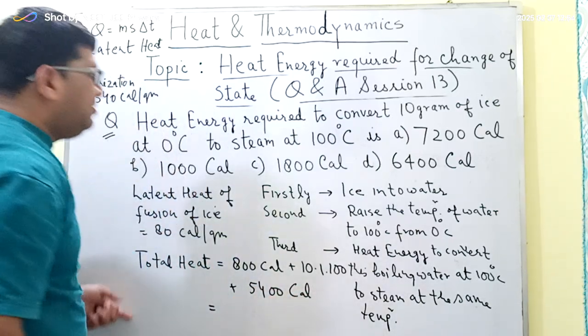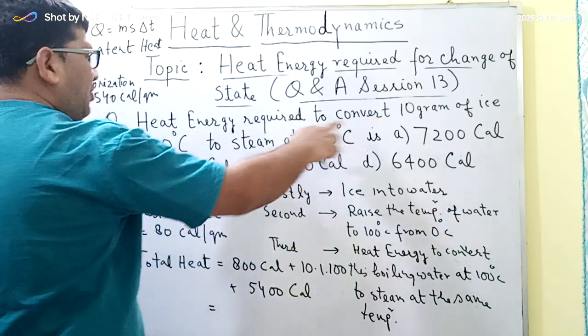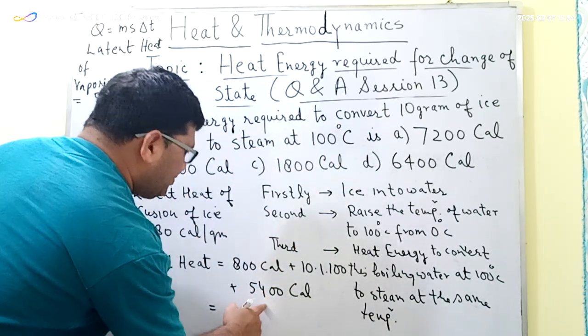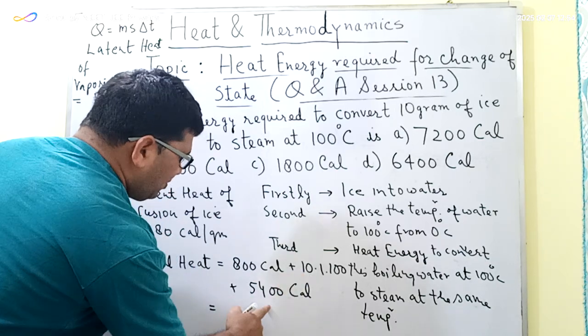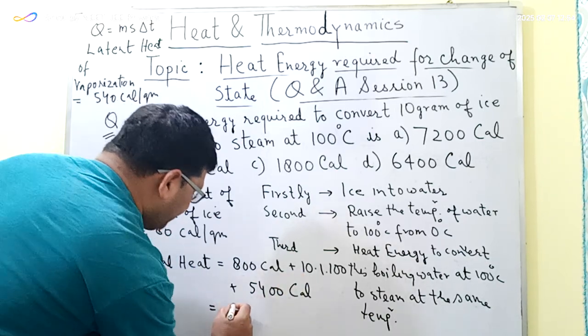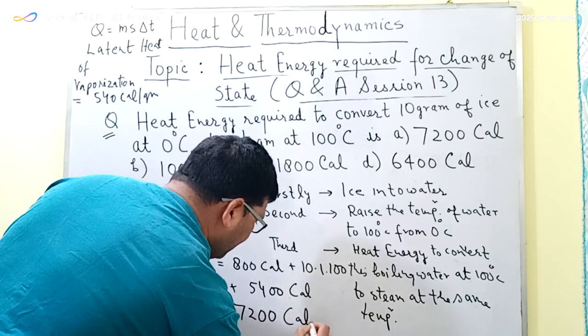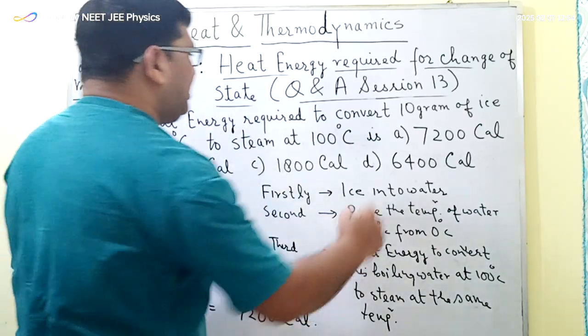So the total heat required to convert this 10 gram of ice into steam at 100 degree centigrade will be equal to 5400 plus 1000, that is 6400, plus 800, which is equal to 7200 calories. So the correct option here is A.